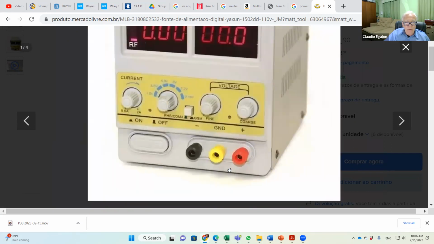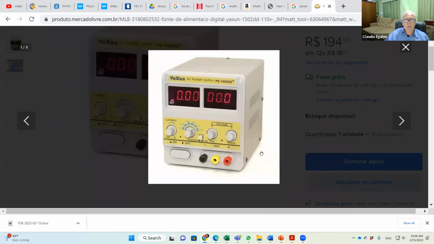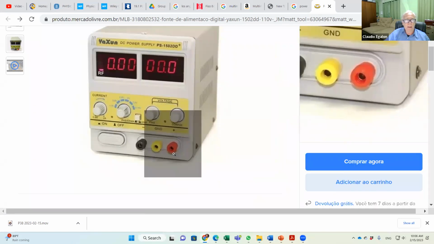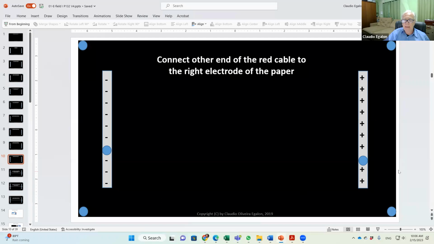And this is the positive end of the power supply. That's the negative end of the power supply. This other one here is a ground, which is more for safety purposes. So when we perform this experiment, you connect the negative of the power supply to the left electrode and the red terminal of the power supply to the right electrodes. Okay, that's how a real-life power supply looks.